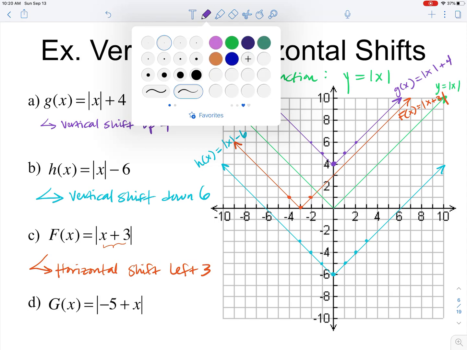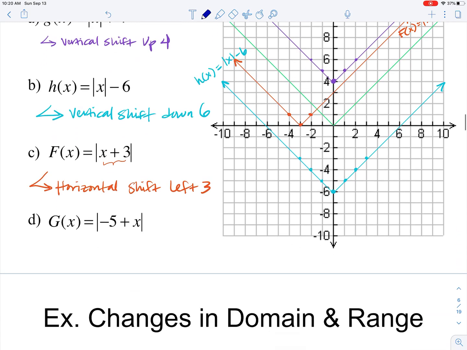And let's use the bright blue. Okay, capital G of x. I can see that minus 5 is inside the absolute value bars. I'm going to actually rewrite that as absolute value of x minus 5, so that I can see that's a horizontal shift right 5 units. We're having to add 5 to each x coordinate of the parent function in order to have the same y coordinate as the parent function.